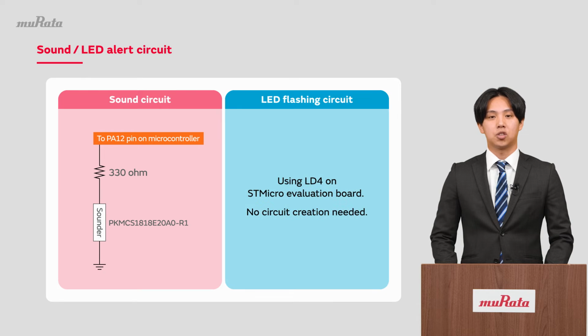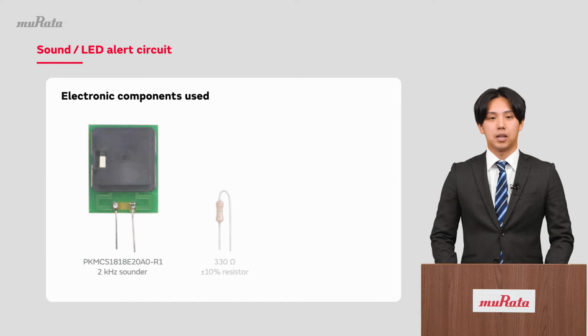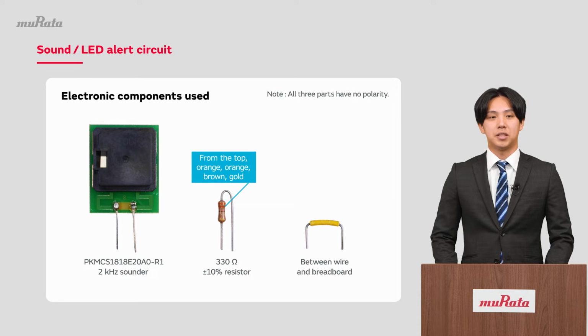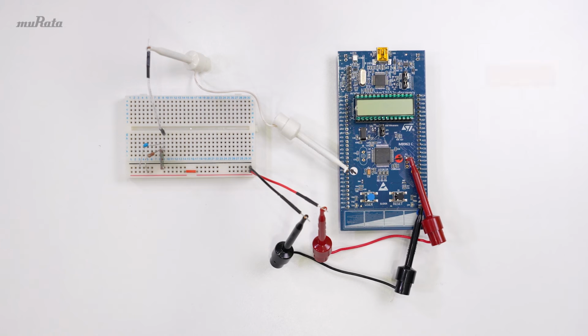To generate an alert consisting of a flashing LED, we will use the LED on the microcontroller evaluation board. We will use these 3 components to create the alert circuit: a 2 kHz sounder, a 330 ohms resistor, and wires for use with the breadboard. Now let's create the sound circuit.